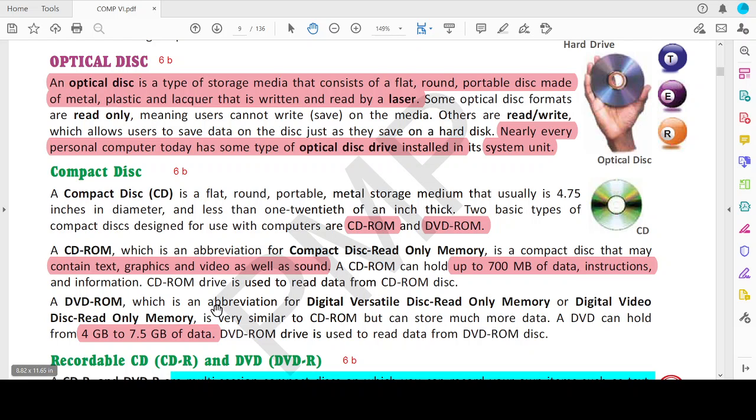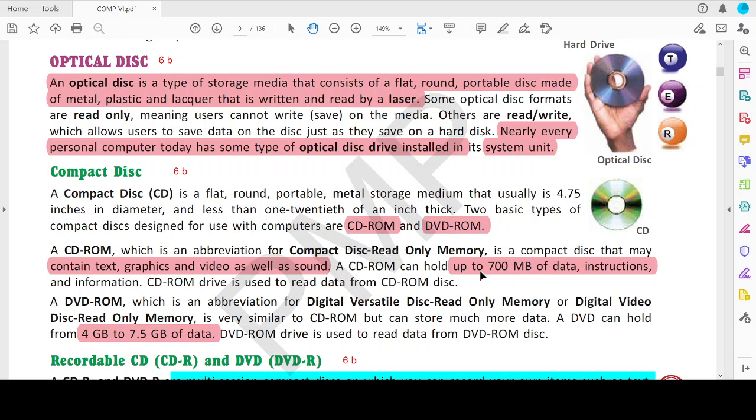A DVD-ROM, which is an abbreviation of digital versatile disc read-only memory, or digital video disc read-only memory, is very similar to a CD-ROM but can store more data. So what is the difference between a CD-ROM and a DVD-ROM? It has more storage than a CD-ROM. The DVD-ROM has a storage capacity of 4 GB to 7.5 GB, but a CD-ROM has only 700 MB.